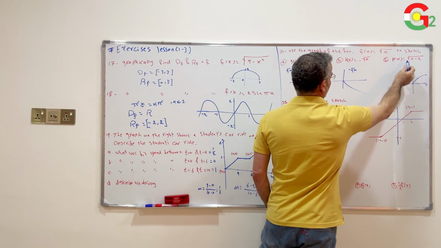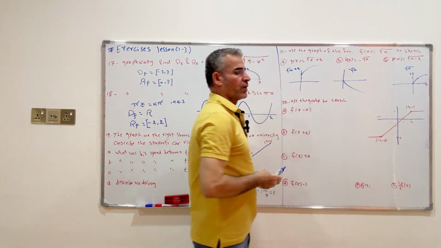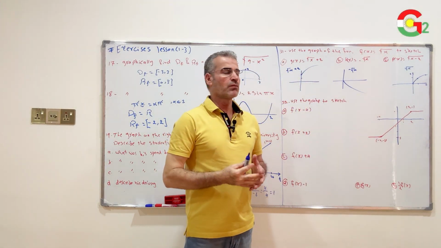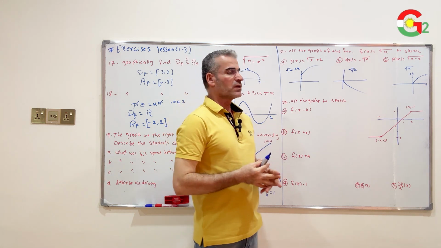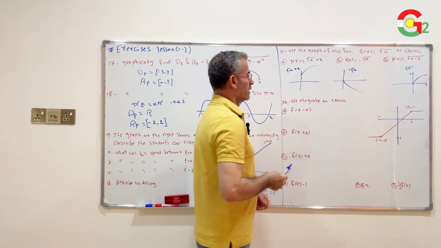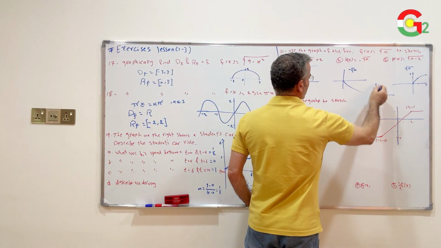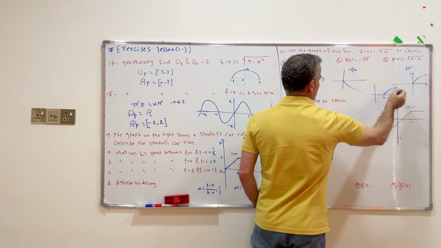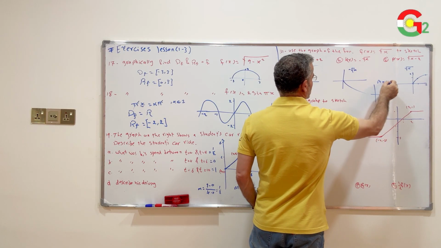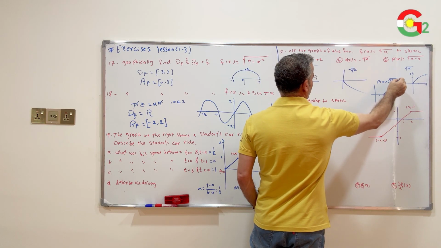And number 3, p of x equals square root of x minus 2. With x minus 2, it is a horizontal shift 2 units to the right. Then the graph is 1, 2. This is p of x equals square root of x minus 2.